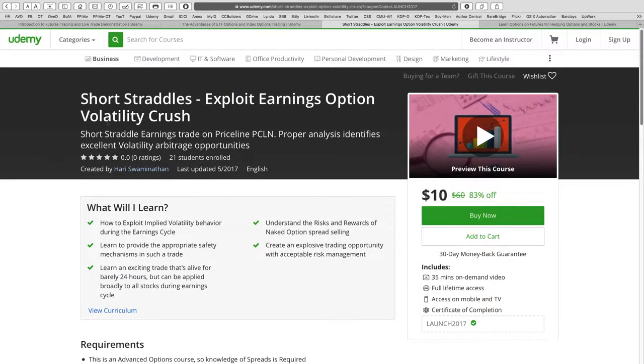The 3rd course is on short straddles, in which we exploit earnings option volatility crush. So this is quite an exciting trade, actually. The important part is, how do you identify a great volatility arbitrage opportunity? And that's what this course is all about. And so a little bit of analysis is involved. And this goes a long way, because once the crush happens overnight after the earnings, basically the trade is over the next day, and you can do pretty well. And this opportunity comes up 4 times a year, and it comes up on many stocks. So this is an exciting course.